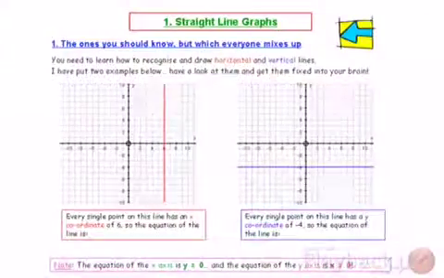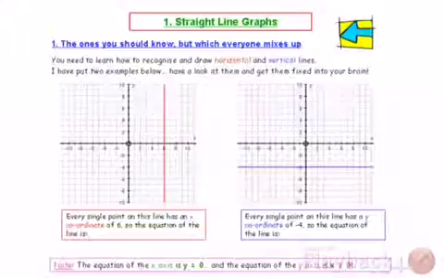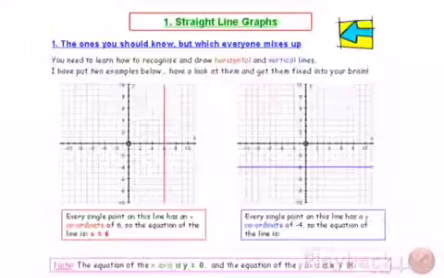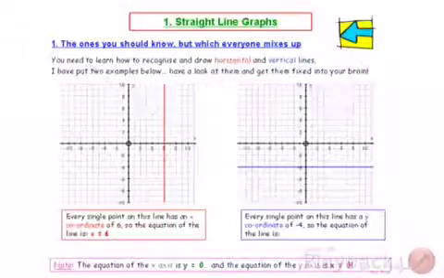Straight line graphs, we've got horizontal and vertical lines. The vertical lines have the same x coordinate for each point on the line, so therefore we refer to them as x is equal to whatever the coordinate is. So in this situation, it's x is equal to 6, because on every point on that line, my x value is always going to be 6.